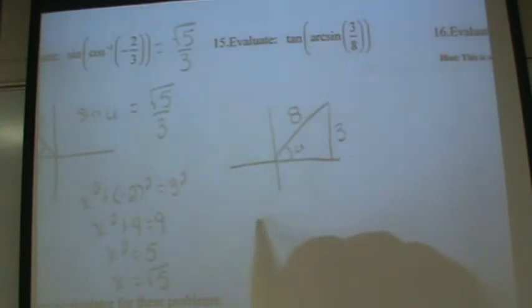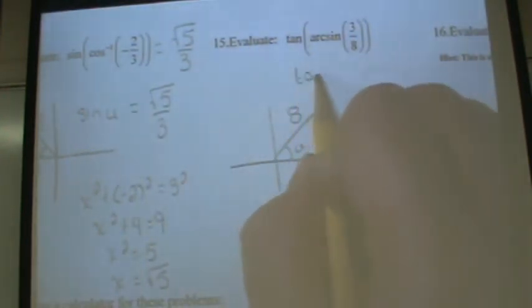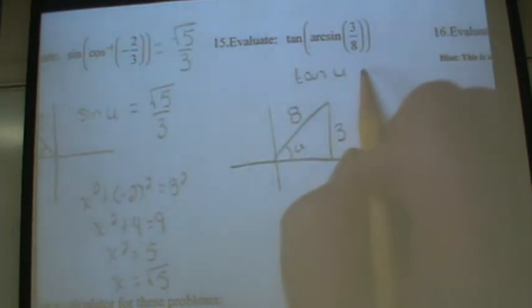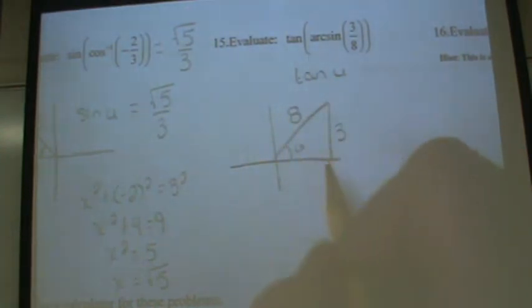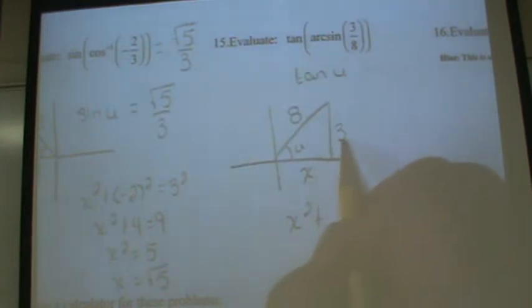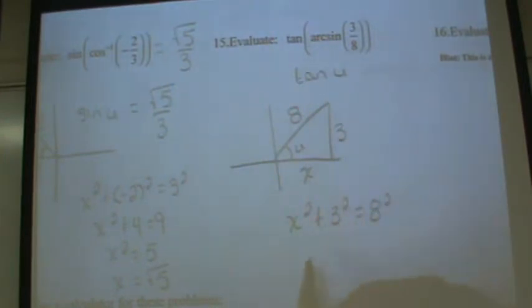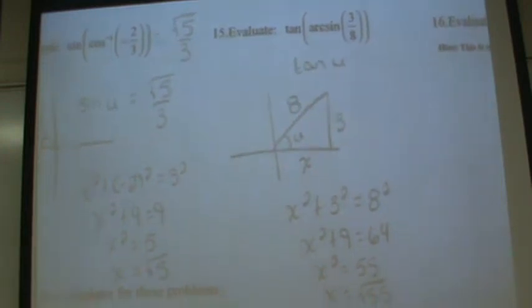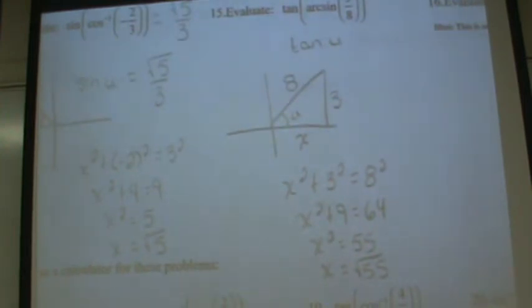So we want to find tangent of u. So we need this side again, so we'll call that x again. And we're doing the same thing, Pythagorean theorem. So we have x squared plus our other side squared equals 8 squared. Solving for x. You're going to get that x equals root 55.